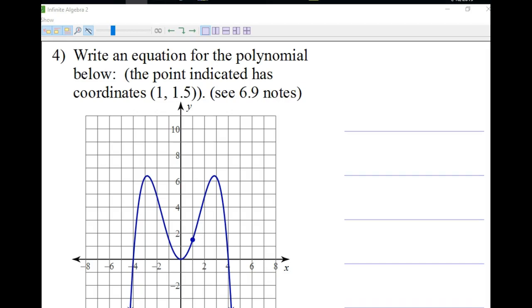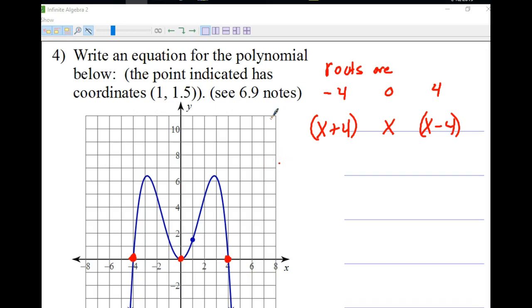So, first off, let's go ahead and take a look at our roots. The roots are -4, 0, and 4. So if my roots are -4, 0, and 4, then my factors would be x plus 4, x, and x minus 4. But notice, we also need to concern ourselves with the multiplicity. Let me write this first.